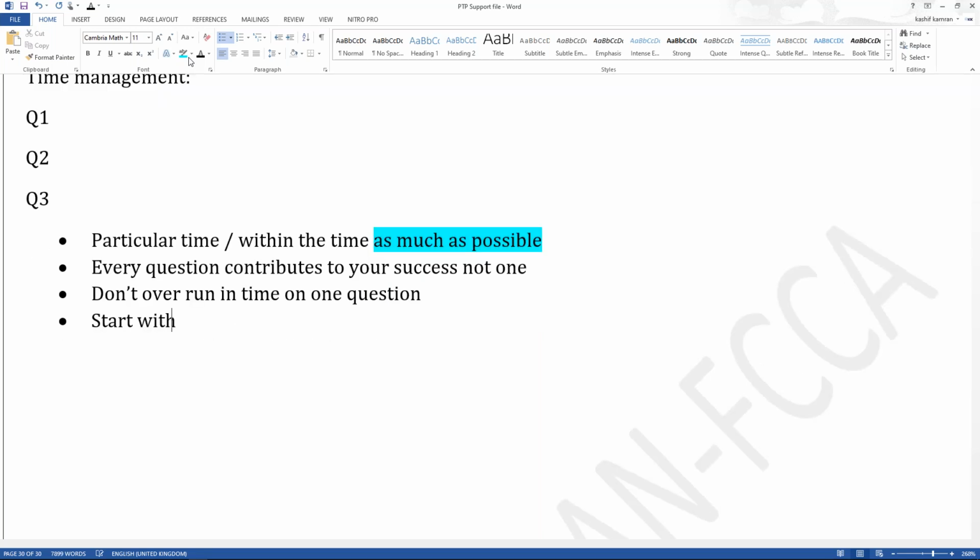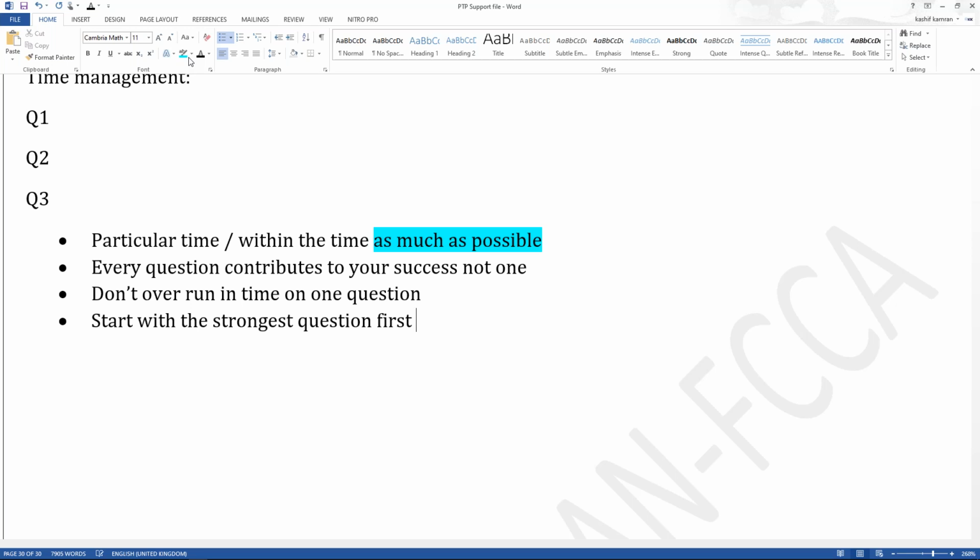Start with the strongest question first. The examiner says the students who start with the strongest question first have better pass rates. If you believe question number 2 is your strongest, start with question 2. If you believe question number 3 is your strongest, start with question number 3. But whichever question you do, you have a stipulated time to complete it.